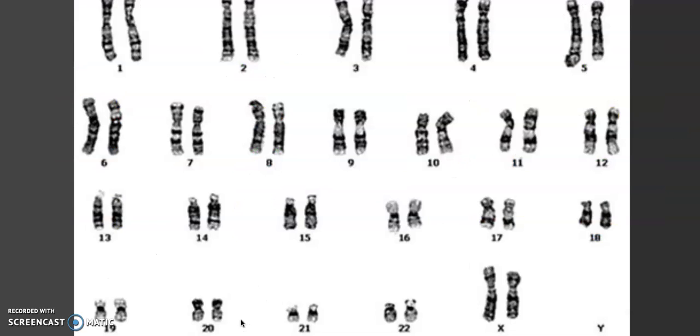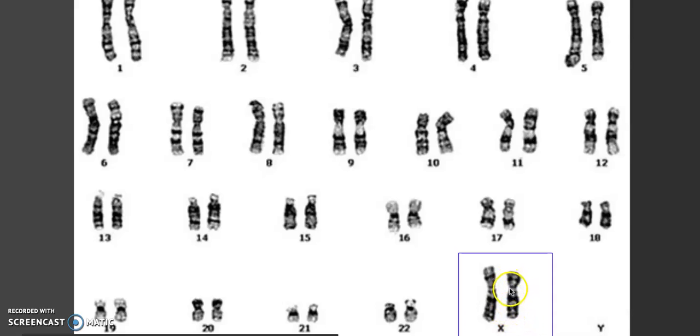One from mom's DNA, one from dad's DNA. Here's our karyotype again. And again, we can look and see that this karyotype is XX. It has two copies of the X chromosome, and therefore it is a girl. If it was to have one X chromosome, one Y chromosome, it would be a boy. And so there are multiple diseases that occur on the X chromosome.